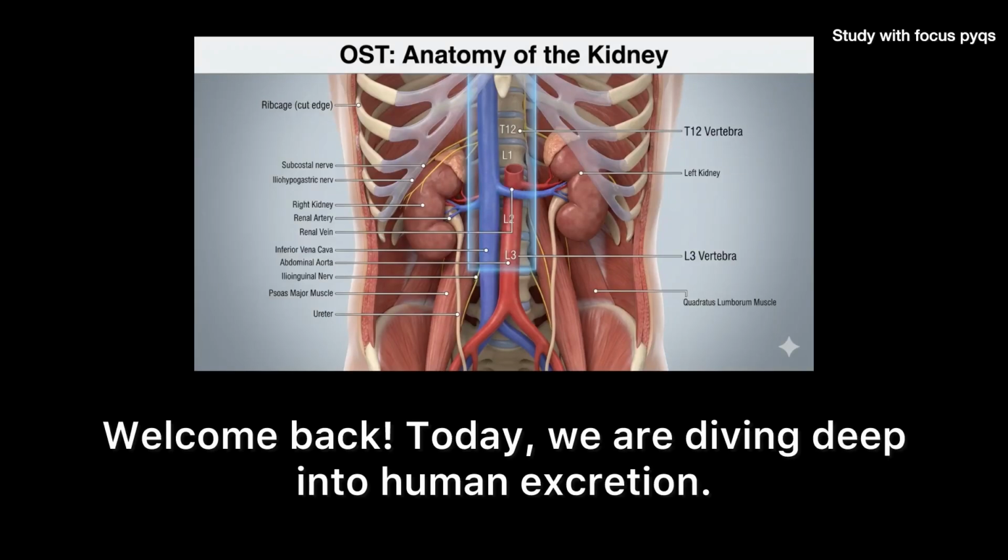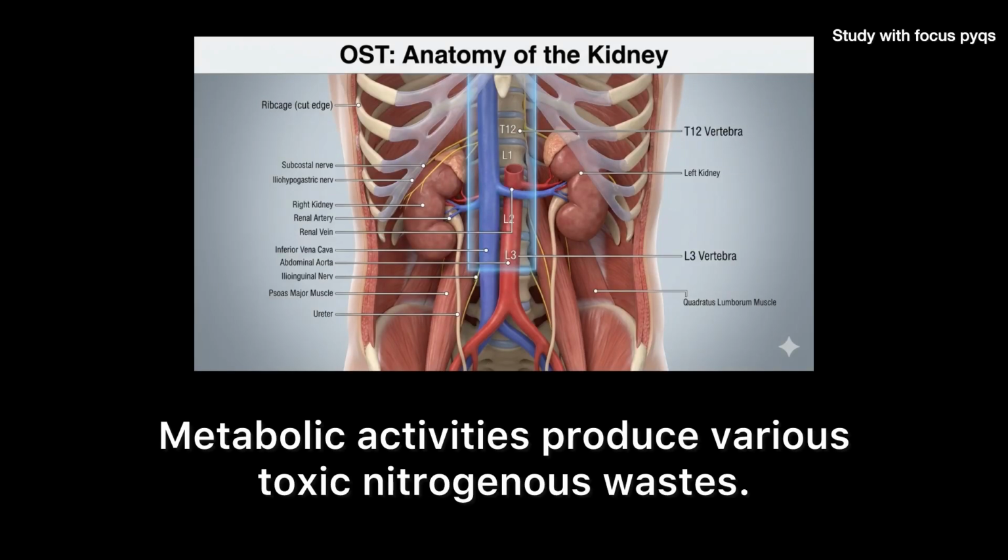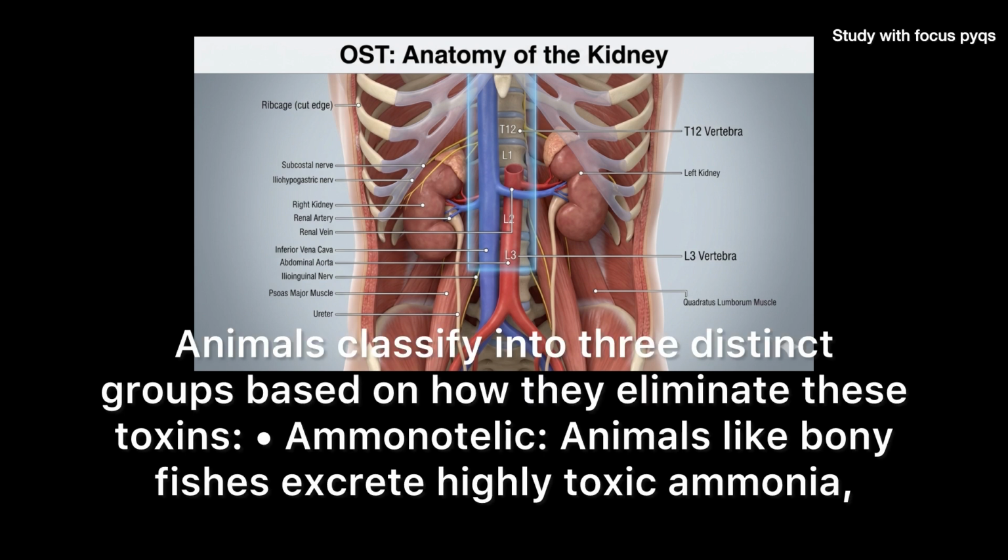Welcome back. Today, we are diving deep into human excretion. Metabolic activities produce various toxic nitrogenous wastes. Animals classify into three distinct groups based on how they eliminate these toxins.